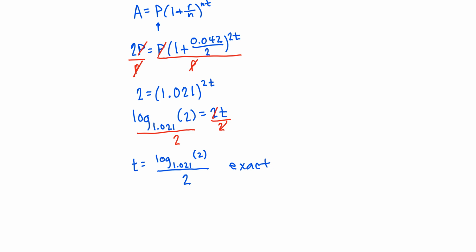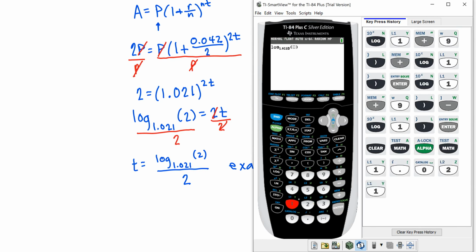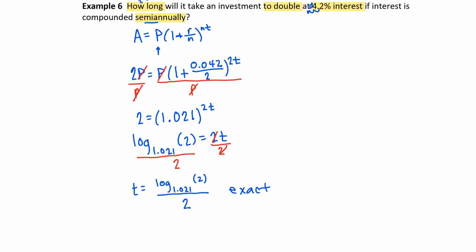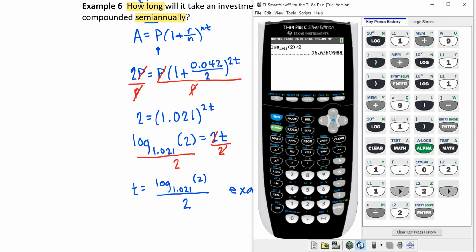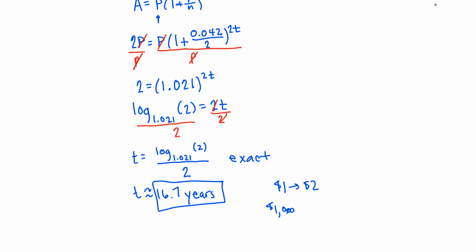It's going to take that many years, but for our brains to really comprehend that, let's approximate it. So I'm going to type in my shortcut, math alpha A. The base is 1.021 of argument 2. Make sure you get out of your argument with your right arrow key before you divide by 2. And our approximate value didn't tell us where to round, so let's just round to the nearest tenth. This would be 16.7 years. So t is approximately 16.7 years. Again, it's going to take 16.7 years for $1 to grow to $2, and it's going to take 16.7 years for $1 million to grow to $2 million. That's the amazing thing about doubling time.